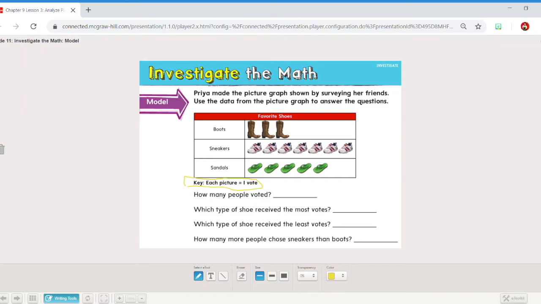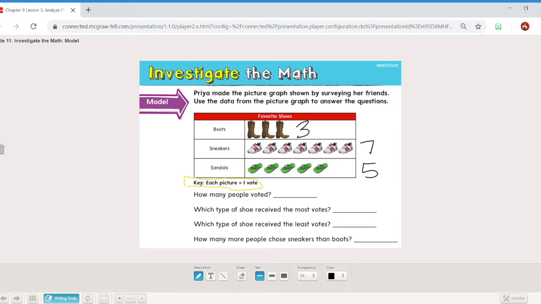So before I even read the questions, I'm going to see what I can learn from this graph. I know that there are 3 boots, 7 sneakers, and 5 sandals. So let's go to our first question. How many people voted? Oh, this seems familiar from when we were just counting our tallies before. To find out how many were asked all together, we need to add all the shoes together. We have the numbers here, so we can combine them.